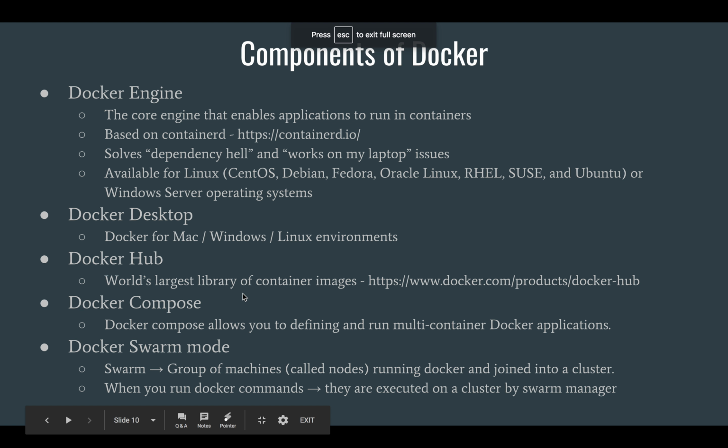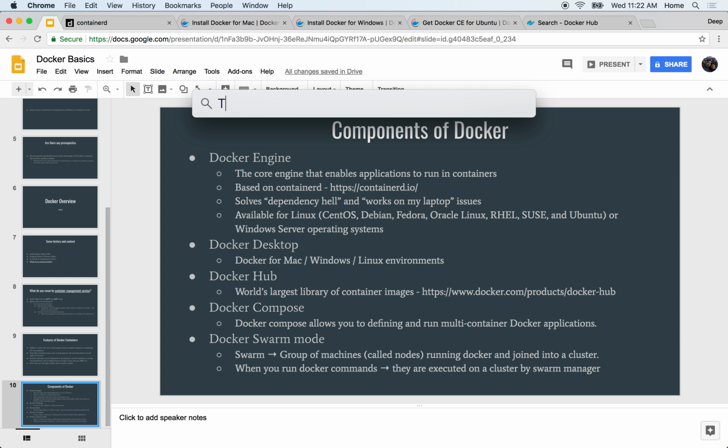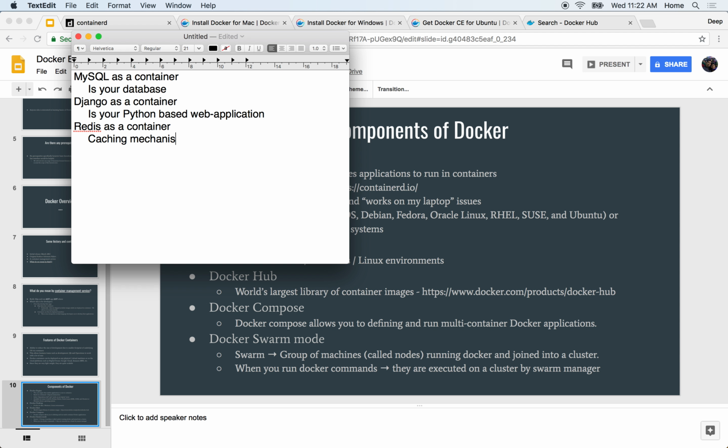Docker Compose. Well, Docker Compose allows you to define and run multi-container Docker applications. So let's assume you have an environment where you need to, I'll actually open text edit and type in it. So let's assume you have an environment where you need to run MySQL as a container, Django as a container, Redis as a container. Now MySQL is your database, Django is your Python based web application, and Redis handles all your caching mechanism, right?